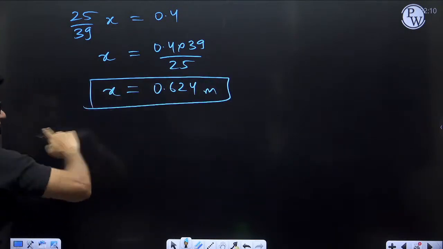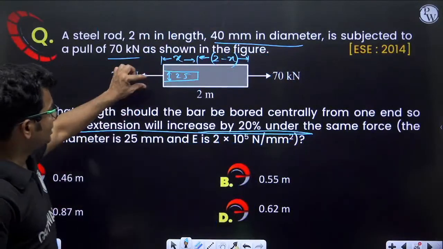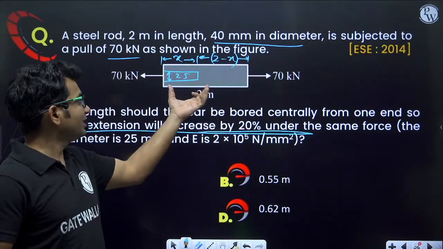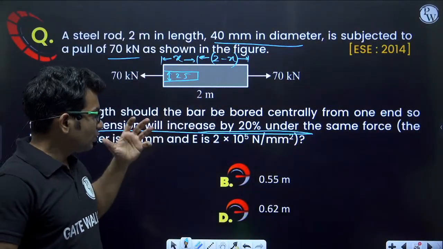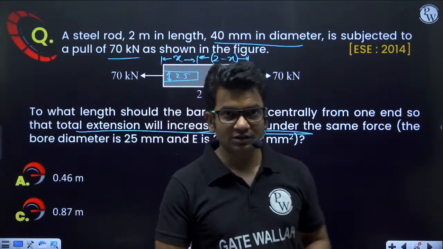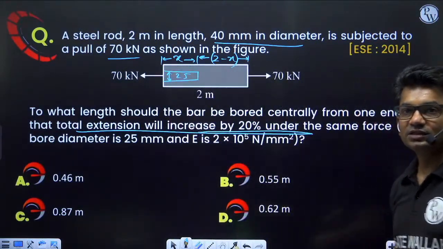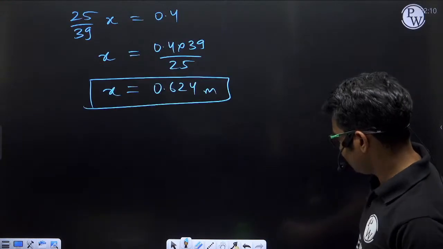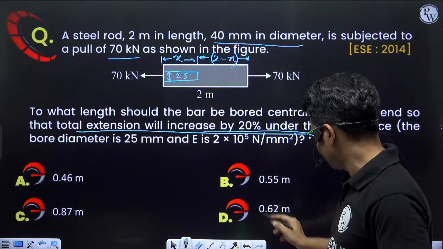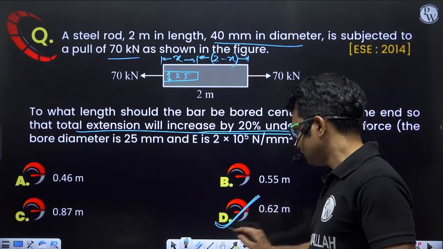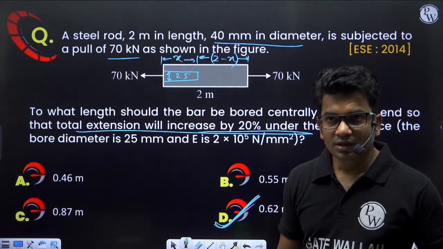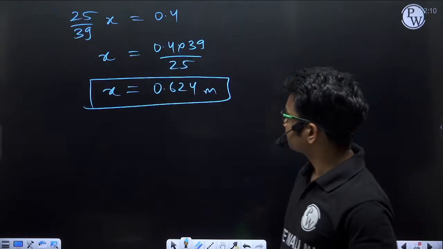So up to this length we have to bore this centrally, so that under the same load we will be getting 20% more extension. The extension is increasing by 20%. So 0.625 was the answer, 0.624. So the correct answer will be option D. This is the closest answer. Clear? Let's move on to the next question.